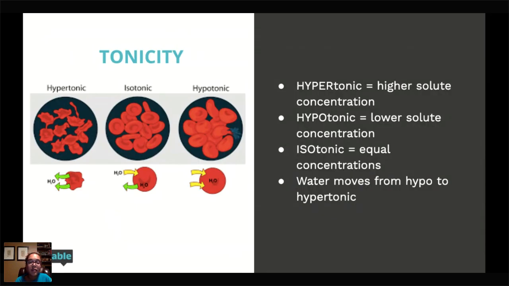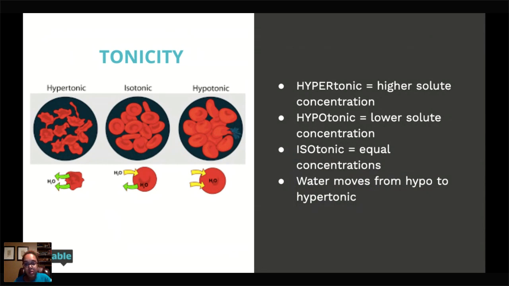means that the cell is going to lyse, which means it's going to explode pretty much, because water moves from hypotonic to hypertonic. So water is going to go into the cell, and pretty much the cell is going to fill too much with water, and it's going to burst kind of like a balloon.